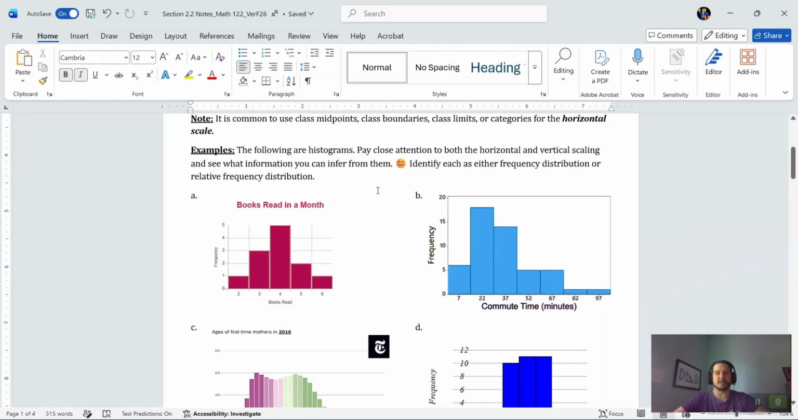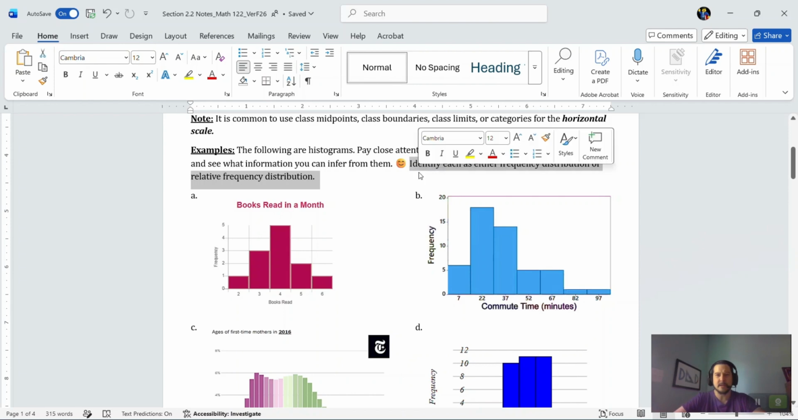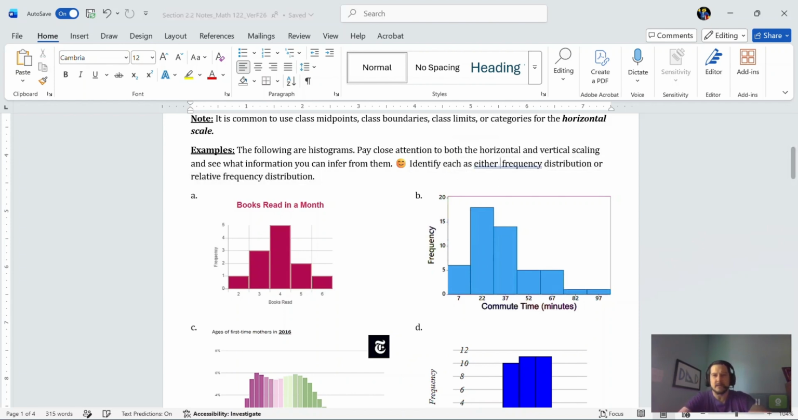All right. So with that said, the following are histograms. Pay close attention to both the horizontal and vertical scaling and see what information you can infer from them. And then I decided a little bit later on to add this part in where it says identify each as either a frequency distribution or a relative frequency distribution.